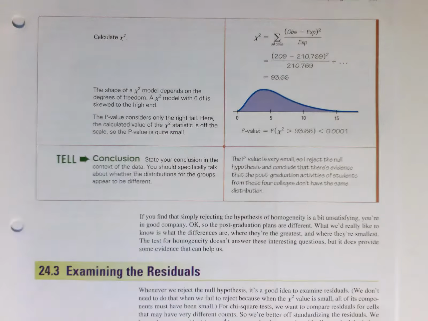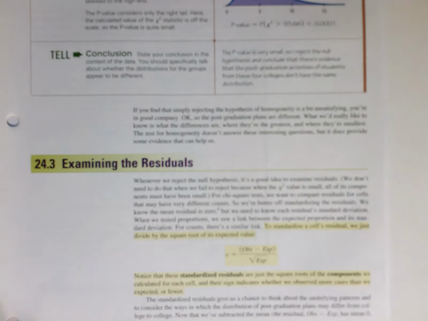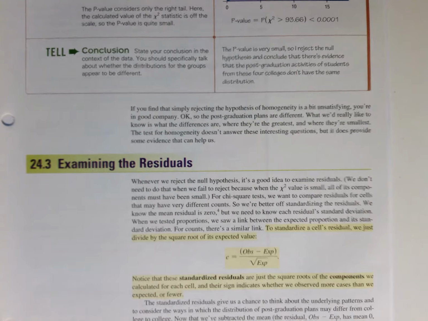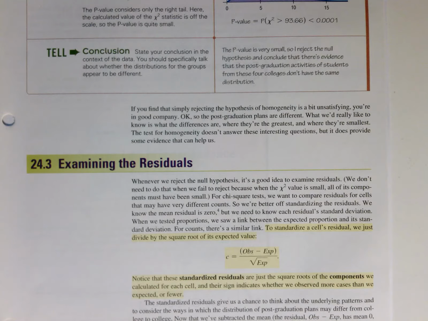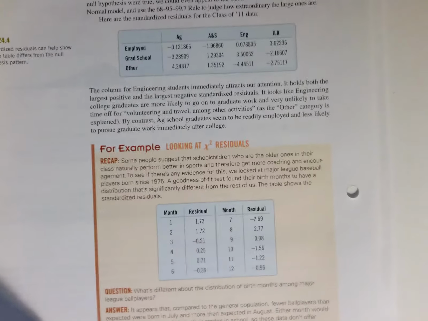So we can calculate this. We can go ahead and examine the residuals. The residuals have a particular form. If we take that observed minus expected, which could be negative or positive, and divide by the square root of the expected value, these standardized residuals have some meaning that we can use in terms of understanding how things are set up and where we're seeing the deviations from the null model.